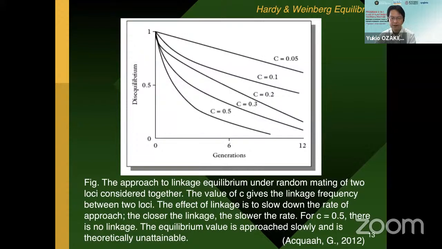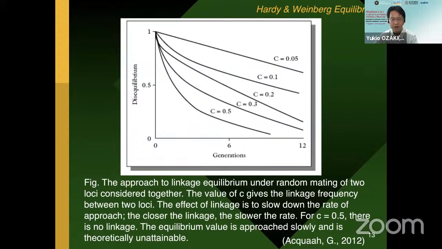Research has shown that it is possible for alleles at two loci to be in random mating frequencies, and yet not in equilibrium with respect to each other. Furthermore, equilibrium between two loci is not attained after one generation of random mating, as the Hardy-Weinberg law concluded, but is attained slowly over many generations. Also, the presence of genetic linkage will further slow down the rate of attaining equilibrium.